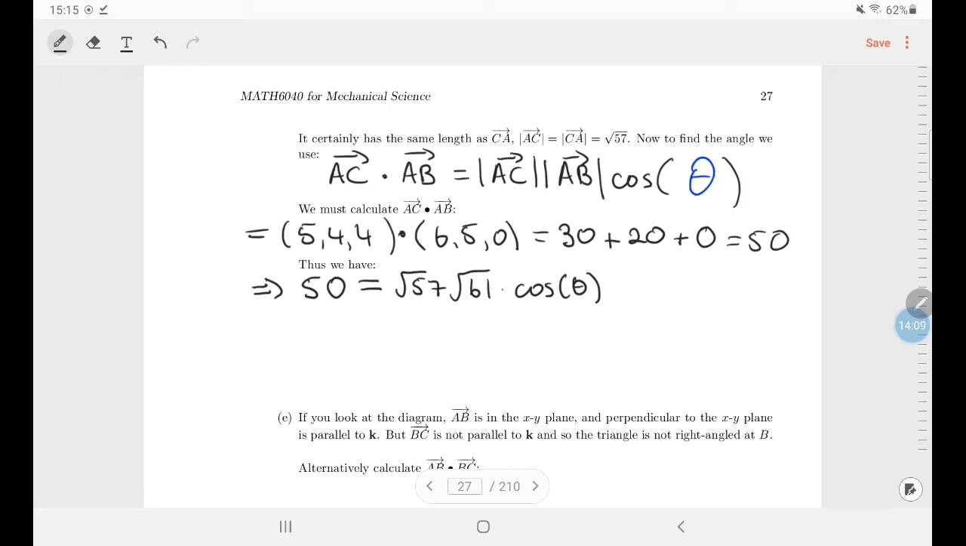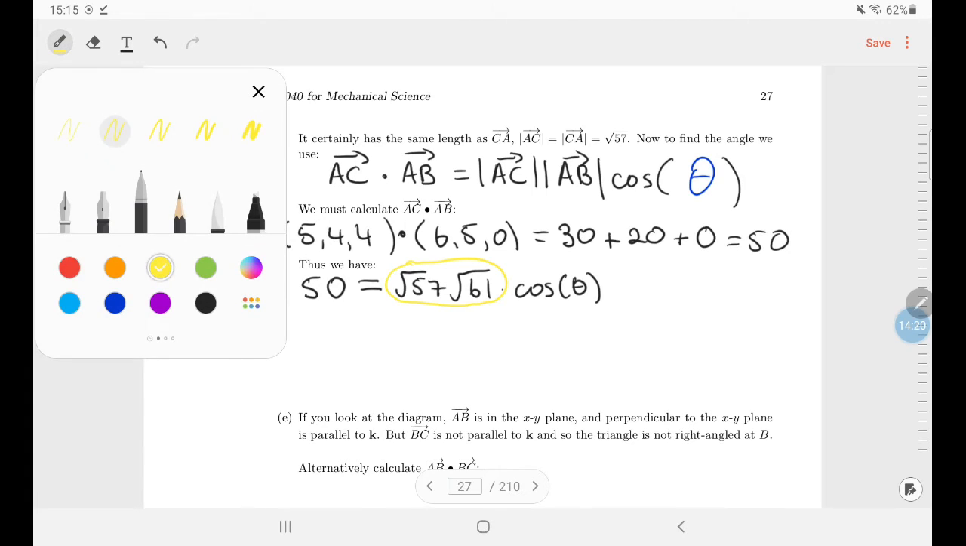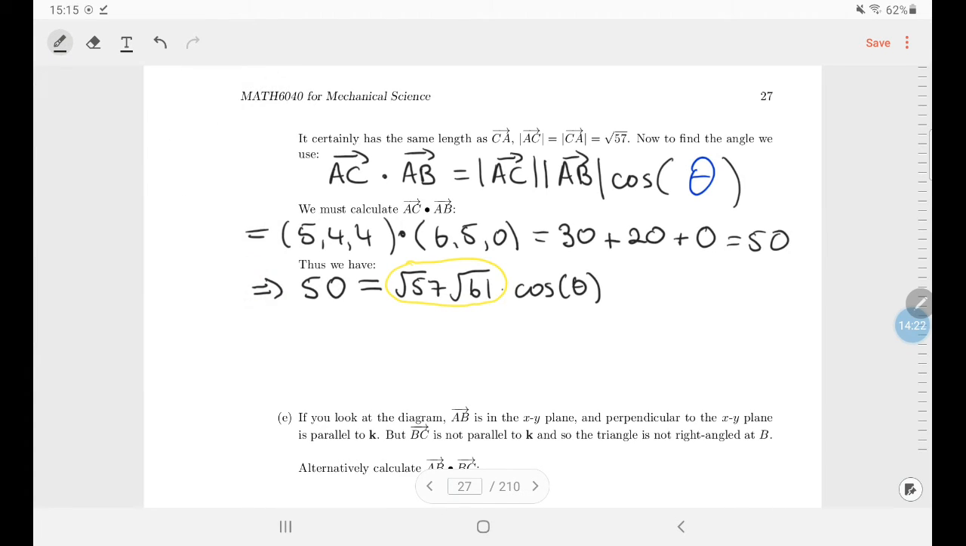Now, you're trying to solve this for theta. The first thing you want to do is get rid of this. So you've got cos theta multiplied by the thing in the yellow, which is just a number after all. If you divide the right hand side by that number, you'll just have cos theta. And if you have two things equal and you divide both by the same thing, so I'm dividing by the yellow thing, root 57 by root 61, on both sides, I'll have cos theta on its own.